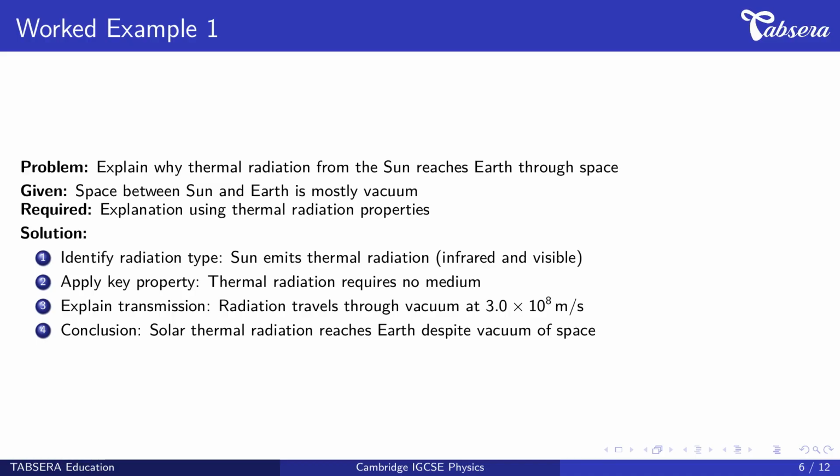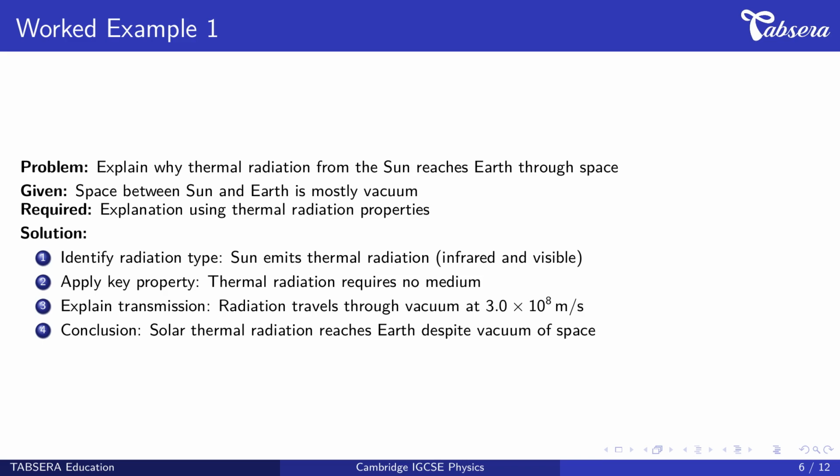Let's work through our first example. The problem states, explain why thermal radiation from the sun reaches Earth through space. We are given that space between sun and Earth is mostly vacuum. We need to explain this using thermal radiation properties. Step 1. Identify the radiation type. The sun emits thermal radiation, including both infrared and visible electromagnetic waves.